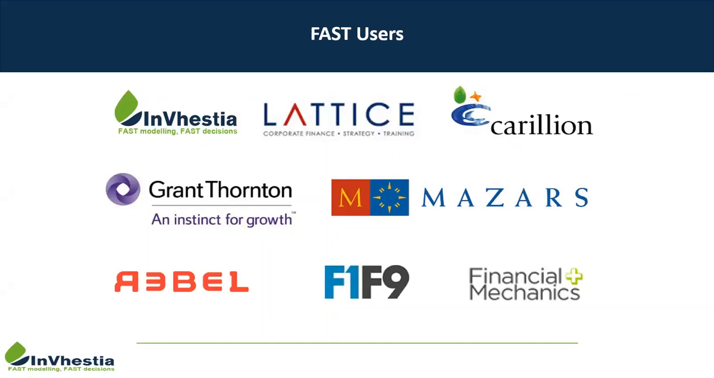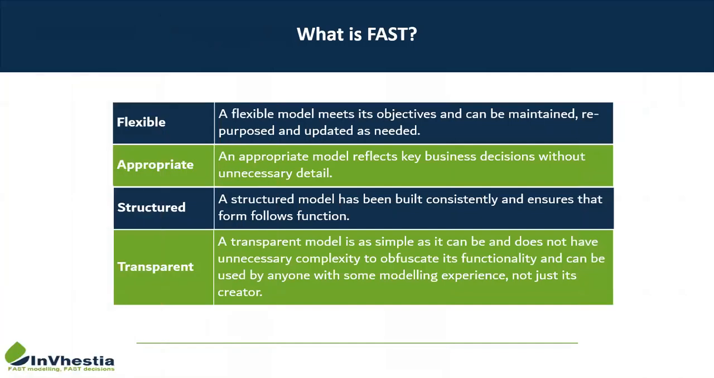But just to dive into the acronym FAST, this slide talks about the users of FAST in the world. FAST stands for flexible, appropriate, structured, and transparent. Flexible means that when you use FAST, the models are very flexible. It allows one to change inputs, change how the model operates and things like that. It's a very flexible model, and we'll see how that is when you get to the financial modeling aspect.